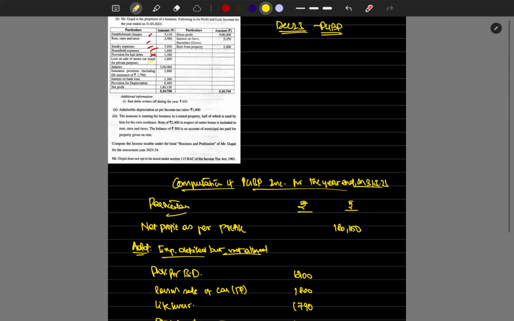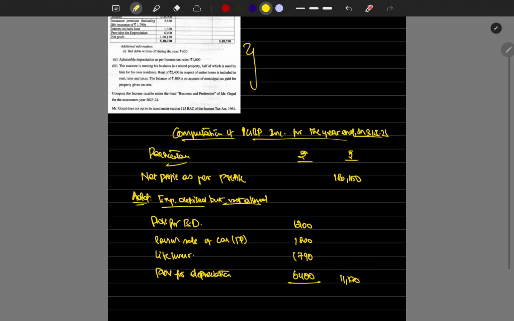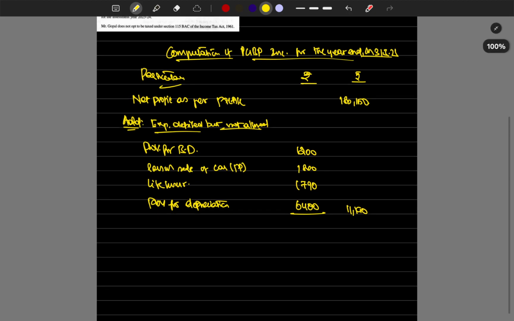That's it. We have taken everything. Always, whatever they give in the additional information will constitute income tax adjustments. Now, less: what are the things we have to remove? Expenses allowed but not debited. Those things we are going to remove now.